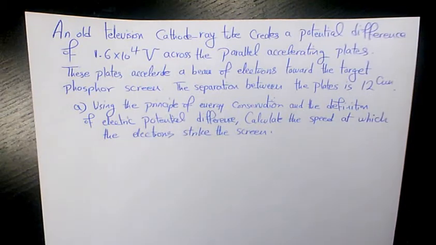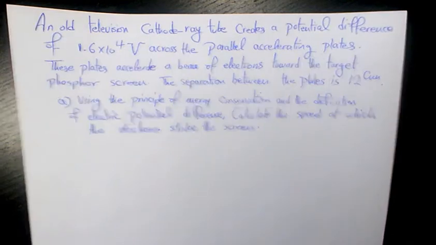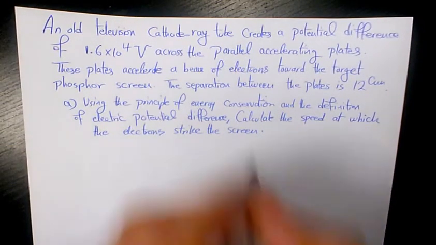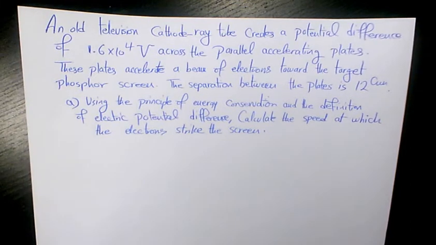An old television cathode ray tube creates a potential difference of 1.6 × 10^4 volts across the parallel accelerating plates. These plates accelerate a beam of electrons toward the target phosphor screen. The separation between the plates is 12 centimeters.